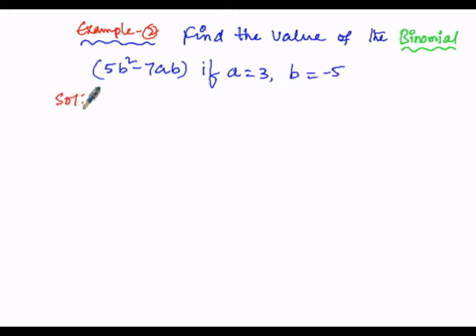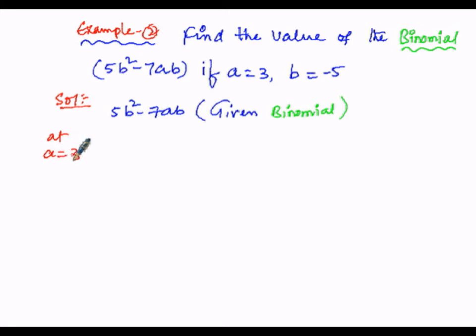The solution starts now. Here the binomial 5b square minus 7ab is the given binomial. Now, as per the problem, a is 3 and b is minus 5. Replacing these values in the given binomial, 5b square minus 7ab will be equal to 5 into b replaced by minus 5, but it must be squared, since it is 5b square, minus 7 into a, which is 3, into b, again minus 5 within the bracket, since it is negative.